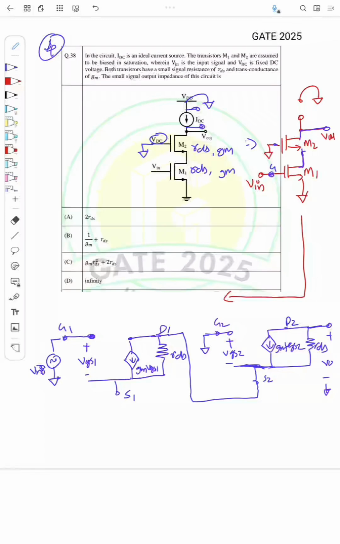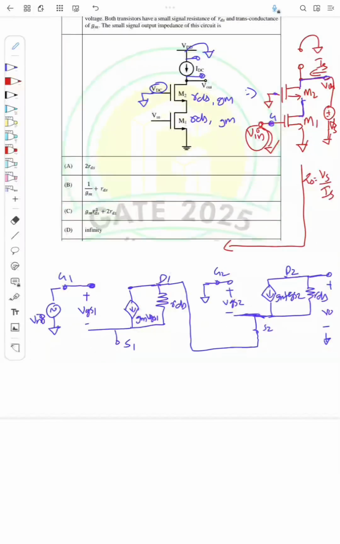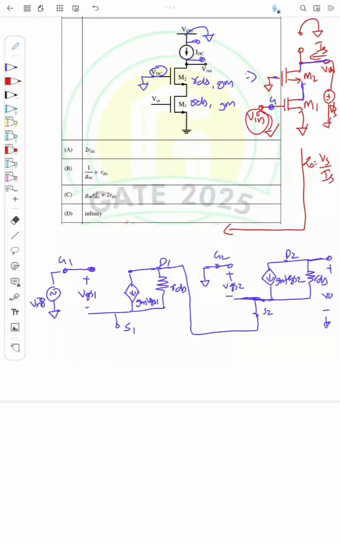To find output resistance here, we'll apply a voltage source Vs, and if this is the current Is, we will find the output resistance Z0 equal to Vs by Is, right? For that, we should remove this Vin, or connect this to ground. We'll short circuit this, which means Vin is equal to 0. And in the circuit, VGS1 is the same as Vin, so this is equal to 0. So VGS1 is 0, which means this current is actually 0. This current is 0 means this is like an open circuit.